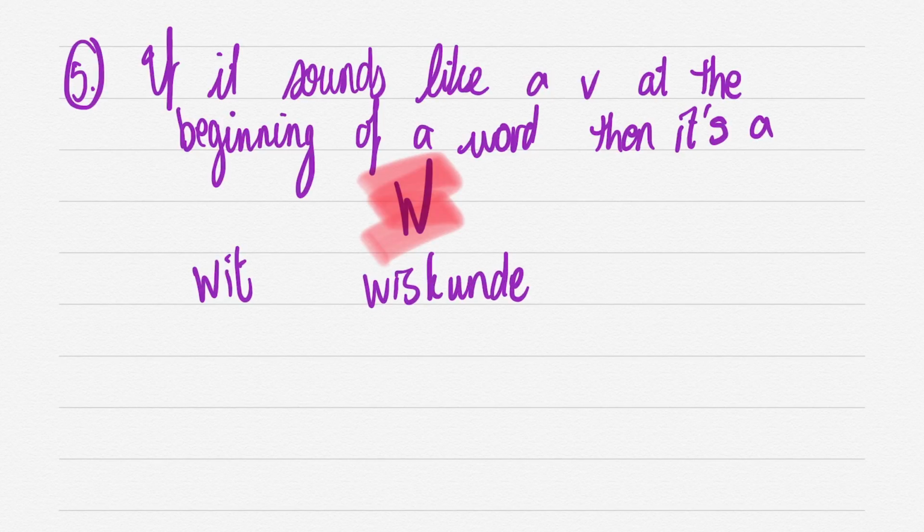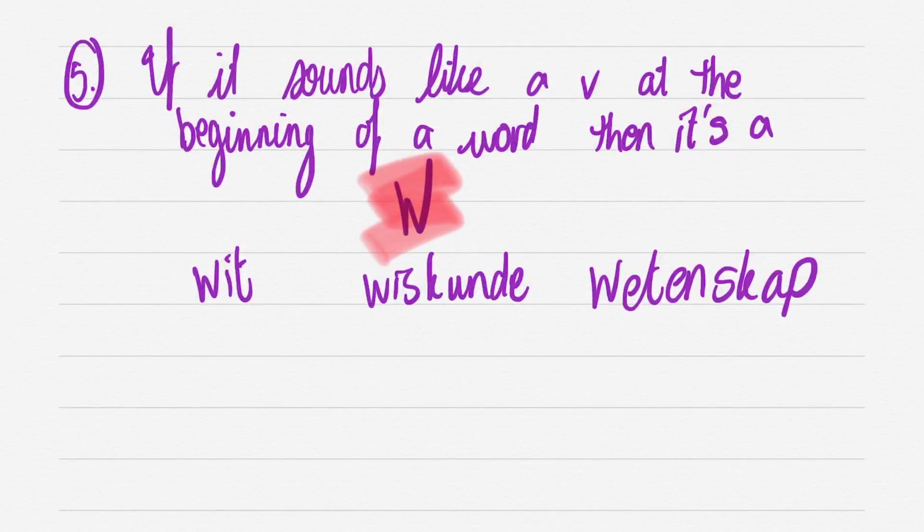All right, so for instance, you've got wit, wiskunde, en wetenskap. Now these all sound like they need to have a V in front if you're thinking in English. But if you switch your mind over and you think in Afrikaans, you instantly will realize that you use a W.